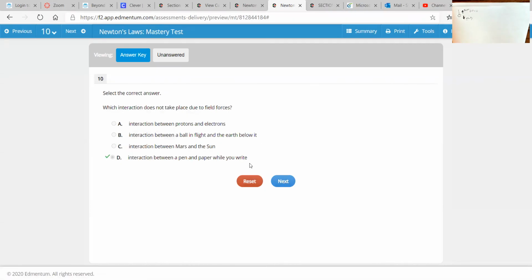Which interaction does not take place due to field forces? So these are all field forces except for D, pen and paper. See, when I write with my pen and paper, that's a contact force. I have to make contact with the paper. The pen has to make contact in order for me to write, okay? So field forces do not need to make contact, contact forces do.